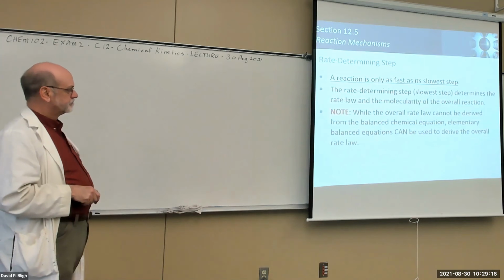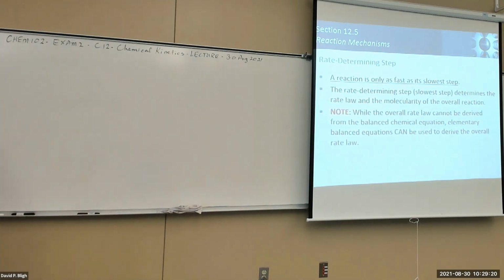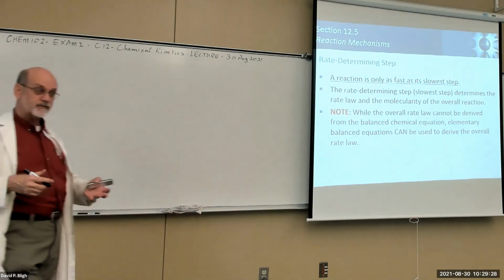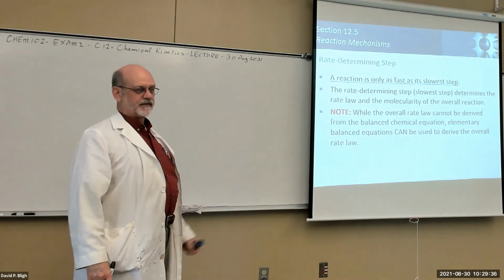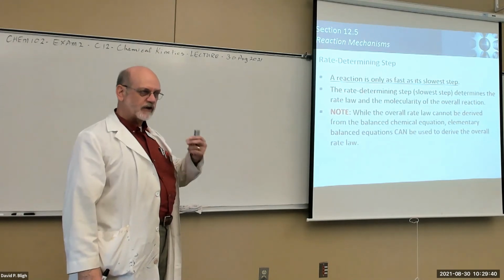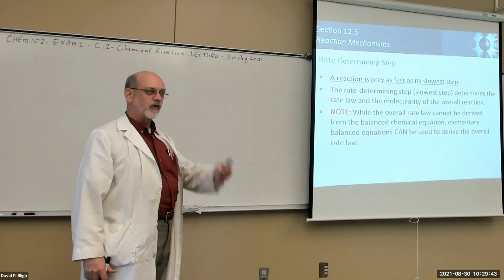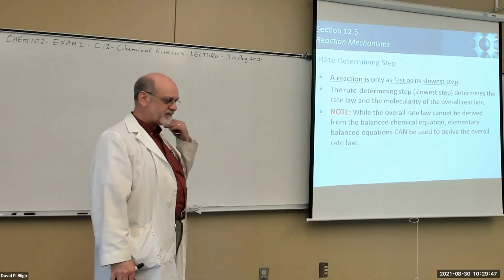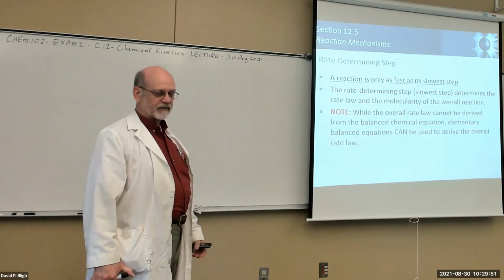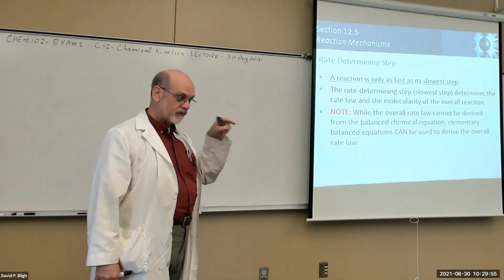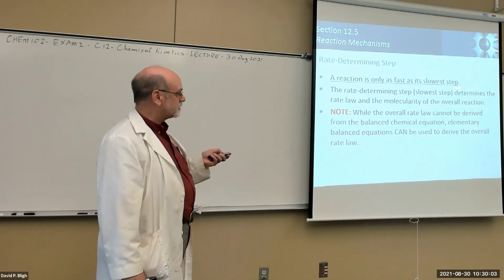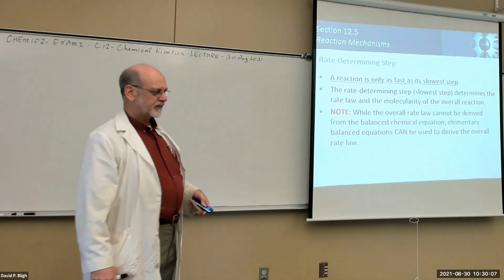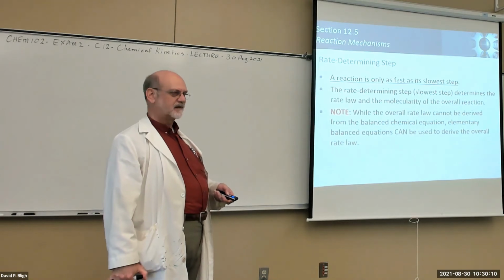Elementary steps. Okay, once you've got the mechanism, or actually two or more proposed mechanisms, you can look at them in terms of which one is the slowest. The slowest elementary step in a proposed mechanism is the rate determining step, right? Nothing gets by that step at a faster speed than it can go. So the overall rate of the reaction is determined by the rate limiting step, the rate determining step. And there it is. A reaction is only as fast as its slowest step. You've heard this expression, a chain is only as strong as its weakest link. Same concept.